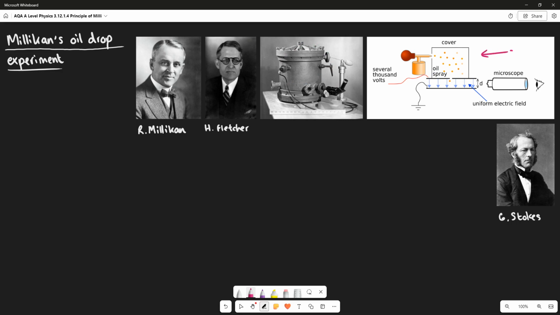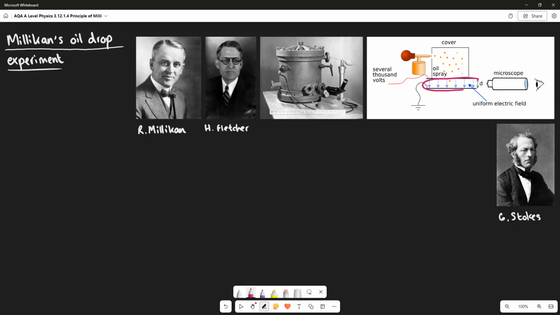Then X-rays were shone into the container to ionize the droplets of oil. Some of them became ionized because of the friction as they were sprayed into the container, but the X-rays were able to ionize the rest.